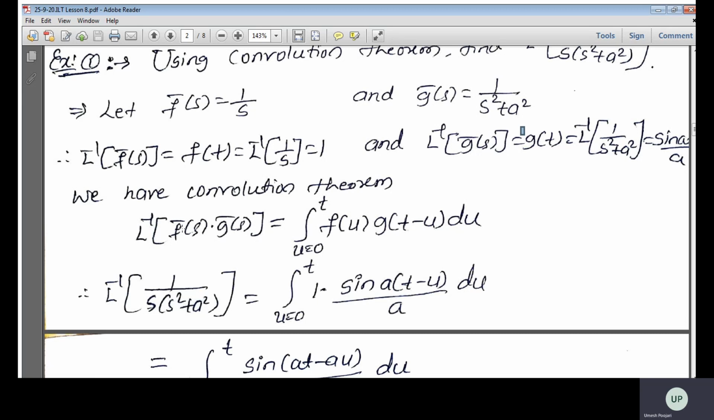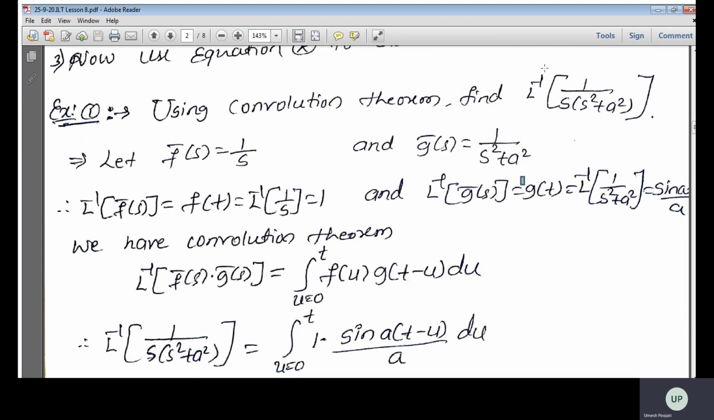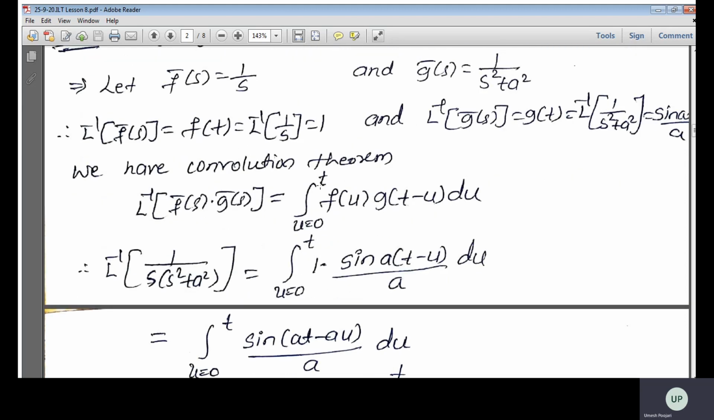Therefore, L inverse of f bar into g bar, which is 1 by s into s square plus a square, that is nothing but the given question, equals the right hand side. In place of f of u, what do we have to write? To obtain f of u we have to replace t by u, but in this particular example f of t is constant only. So f of u also will be 1, into g of t minus u. g of t is sin at by a. How will you obtain g of t minus u? Replace t by t minus u in g of t, which gives sin a into t minus u divided by a.